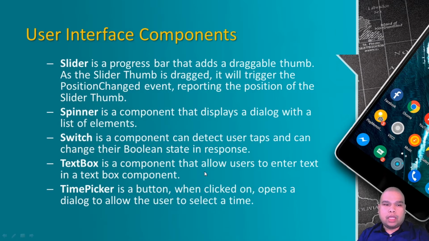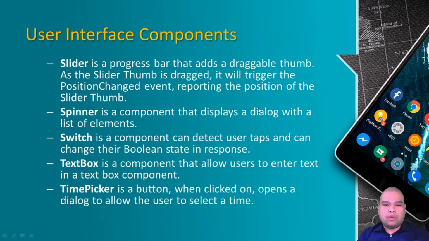We also have our slider. It is a progress bar that adds a draggable tab. As the slider tab is dragged, it will trigger the position change event, reporting the position of the slider tab. So we can also use this to provide percentages or to provide a number.